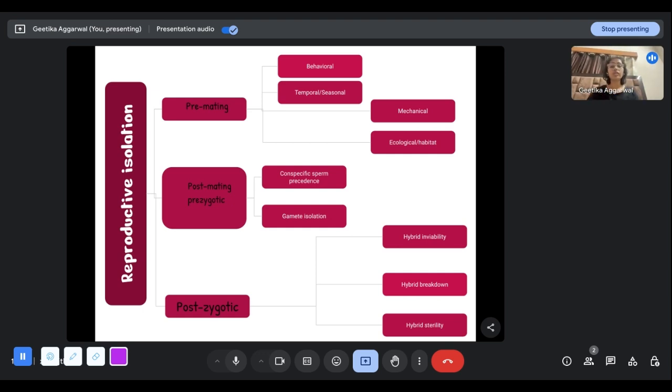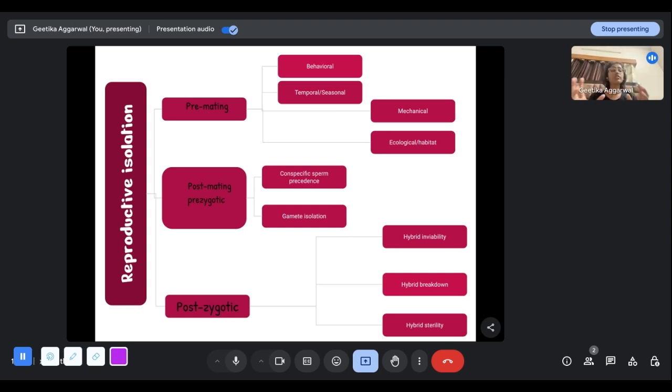It could be behavioral, temporal or seasonal, mechanical, ecological or habitat. Behavioral pre-mating isolation happens when individuals do not recognize each other as their mates, right? For example, you might be aware of bird calls, frog calls, cricket calls. In all of these, the individuals' calling or vocalization is a method by which they attract mates, by which they choose mates.